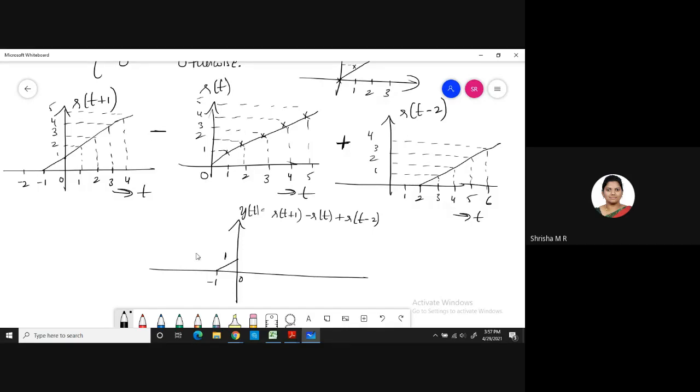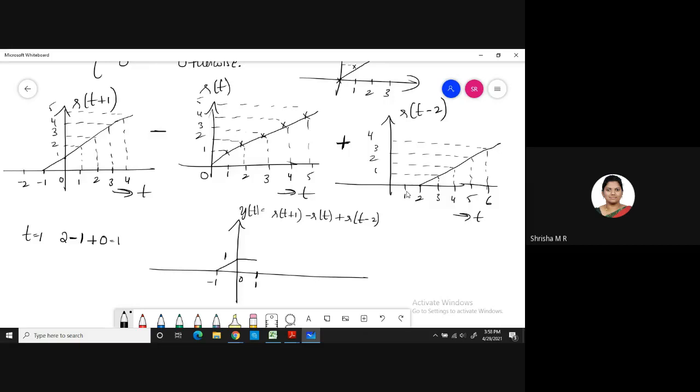Now at 0 you see what you have. At t is equal to 1, we shall see, what is the amplitude? 2, ma'am. At t is equal to 1, the amplitude is 2. Here at t is equal to 1, what is the amplitude? 1. Here, what is the amplitude at t is equal to 1? 0. So at t is equal to 1, in my first signal I have amplitude 2, in the second signal amplitude 1, and in the third signal the amplitude is 0. So what will be the amplitude at 1? It will be 1 only. Got it?